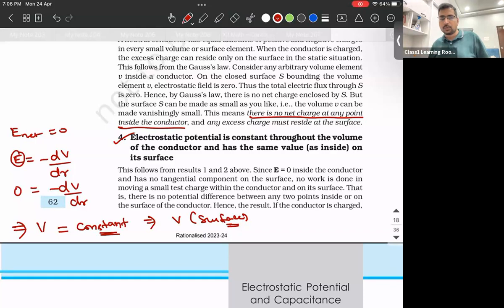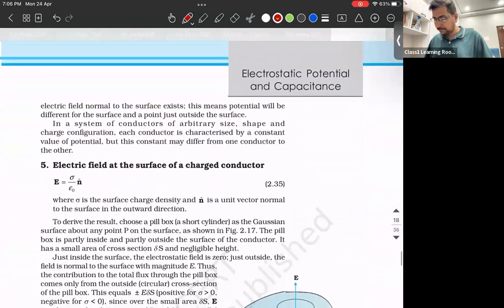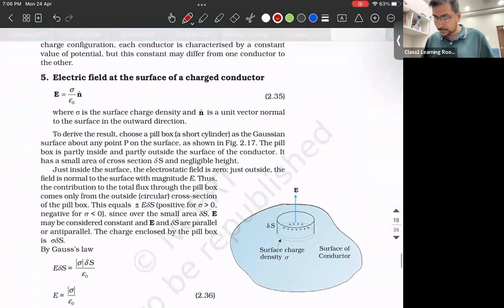So I hope you made a note of this point. Electrostatic potential is constant throughout the volume of the conductor and has the same value as that on the surface, right? Next is the fifth one.